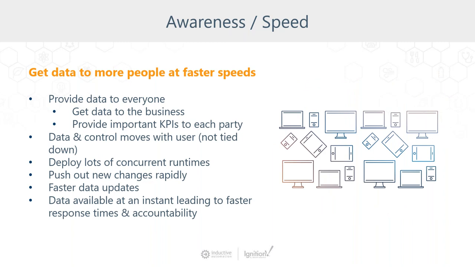If they have access, if they've been granted permissions, then they would be able to see the same things that you can see. So you can send a link to a specific window or a screen directly as a web link. You can get data to more people, faster. That's a big part of what all of this is about.